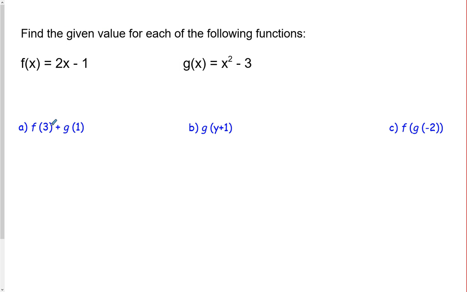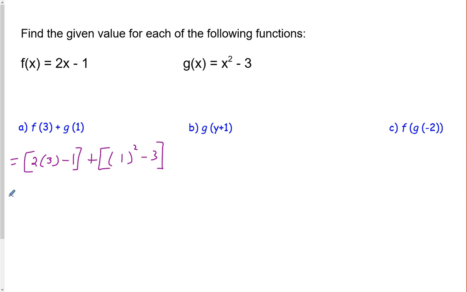So for A, it says f at 3 plus g at 1. So what I'm going to do is take my f function right up here, and anywhere there was an x, I'm going to put a 3 instead. So 2 times 3 minus 1. And then I've got my g at 1. So I'm going to take my g function, but anywhere there's an x, I'm going to put a 1 instead.